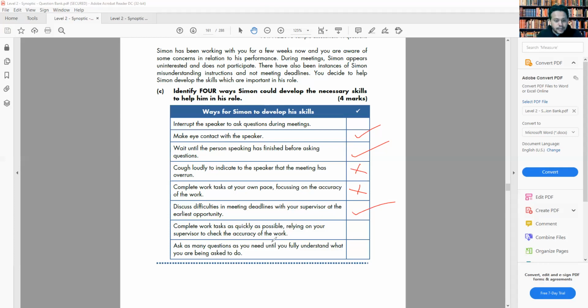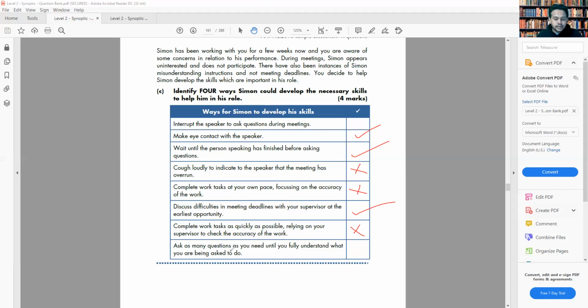Then we have complete the work task as quickly as possible, relying on your supervisor to check accuracy of work. No, that's not true. You cannot do just anything and feel like, oh, my supervisor will check anyway, so I'll make the mistake. No, it's not going to work. You have to do your work with accuracy.